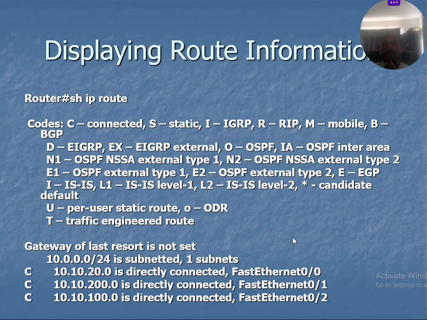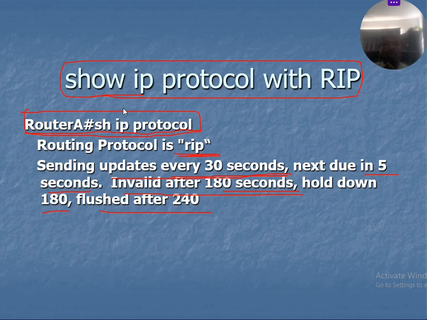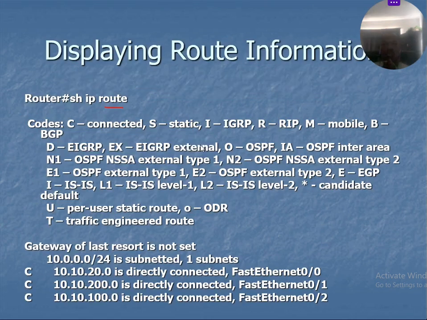Now displaying the route information. How to show the route information? Where we put protocol just now, you have to put route. Just now we said Router A hashtag show IP protocol, which shows that the protocol is RIP. If you want to see the routes available, you define the router, then hashtag show IP route. This is another command for showing the routes that are available.